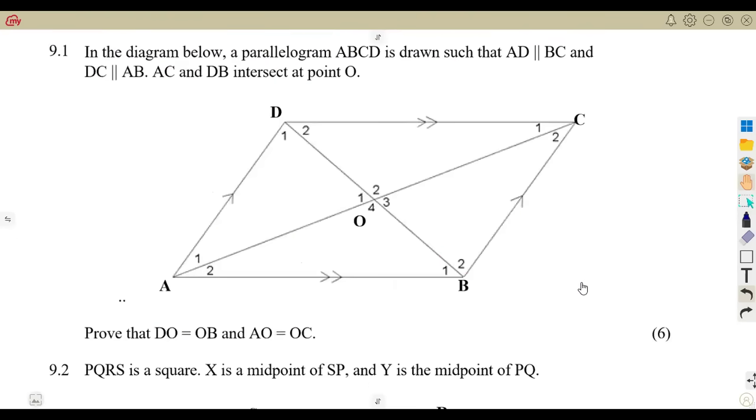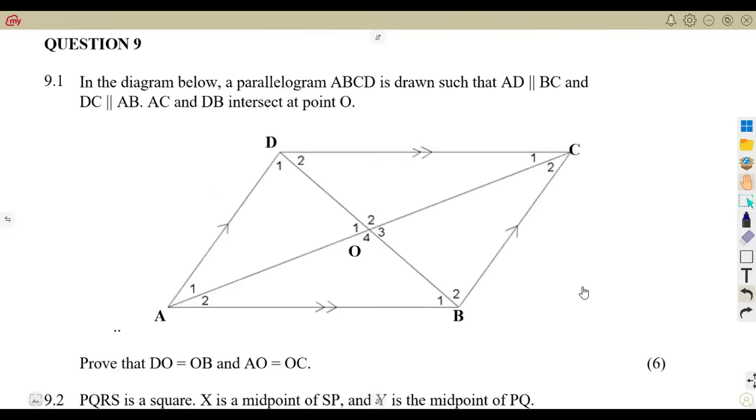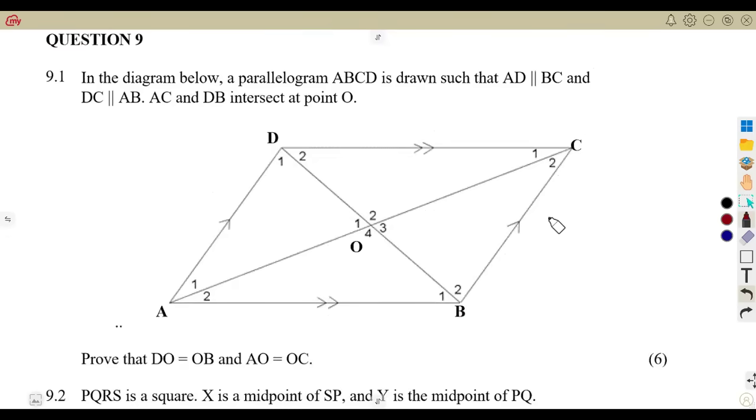On question number 9.1, we are given, in the diagram below, a parallelogram. Remember your parallelogram. Opposite sides are parallel, and also they are equal. Opposite angles are equal. The diagonals bisect each other. So we're given that AD is parallel to BC, and also DC is parallel to AB, and the diagonals intersect at O.